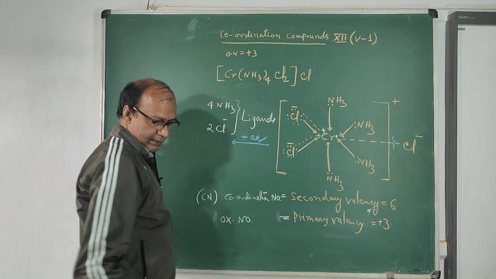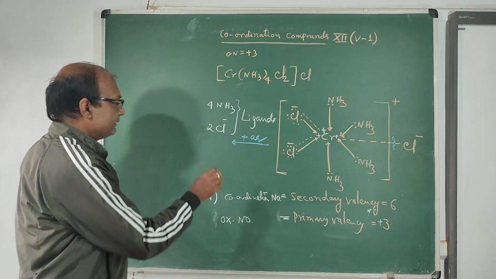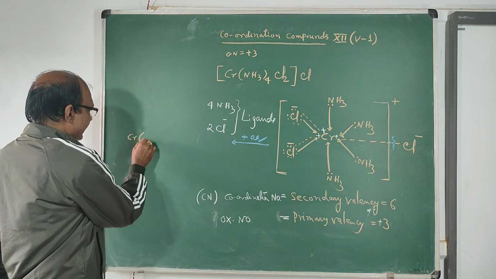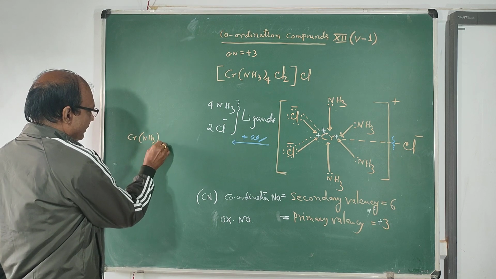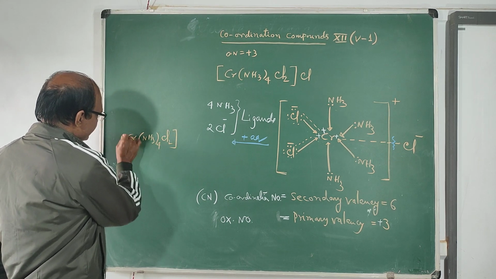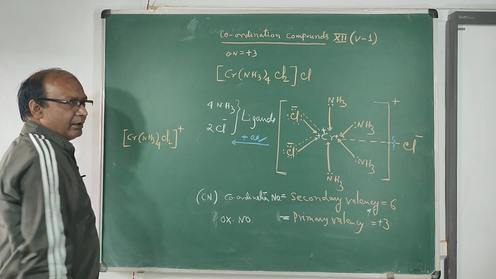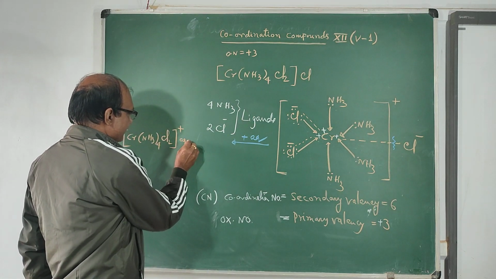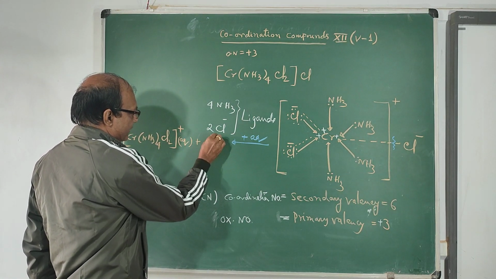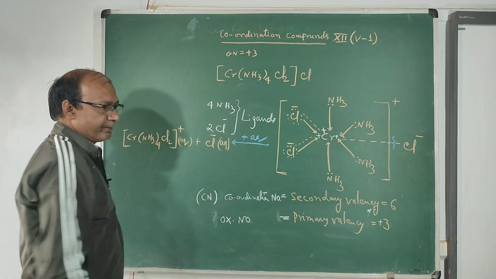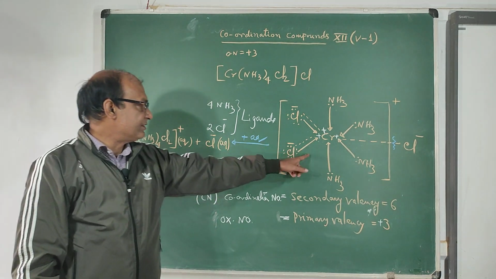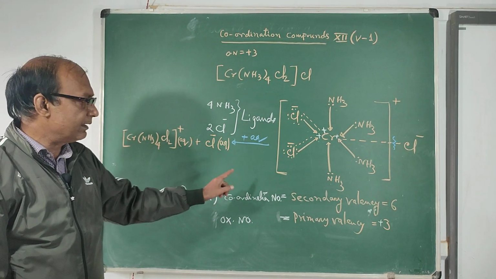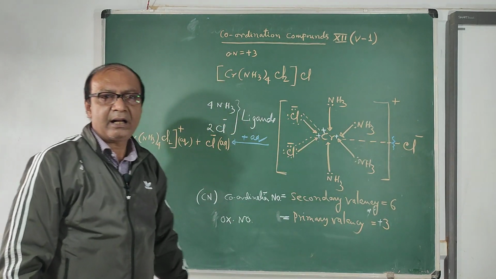aqueous, it will ionize in this way: if you write this whole thing, Cr(NH3)4Cl2, this entity and this entity, only this will be ionized, giving plus Cl minus aqueous. So look at the ionization. If it is dissolved in water, this will be the cation and this will be the anion. So it is clear that only this primary valency is ionizable.